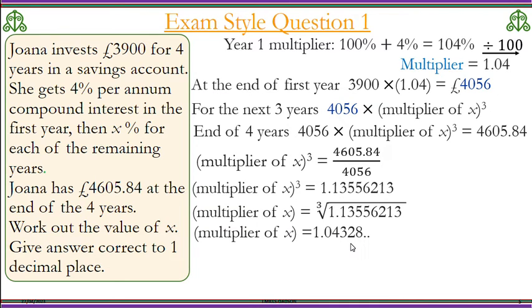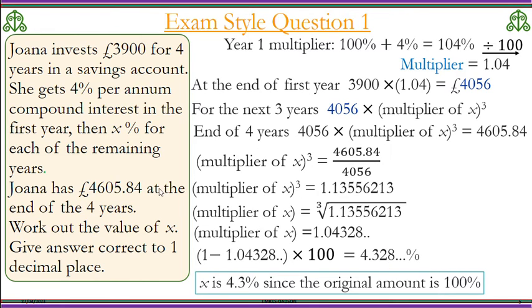If your multiplier is 1.0432 continuously, then it means that the original amount is 100%, and the remaining is the interest rate. So to find the interest rate, multiply this by 100, and you have 4.328. That is the interest. So the interest rate, as we want the answer to one decimal place, is 4.3%. From the second, third, and fourth years, the interest rate was 4.3%.